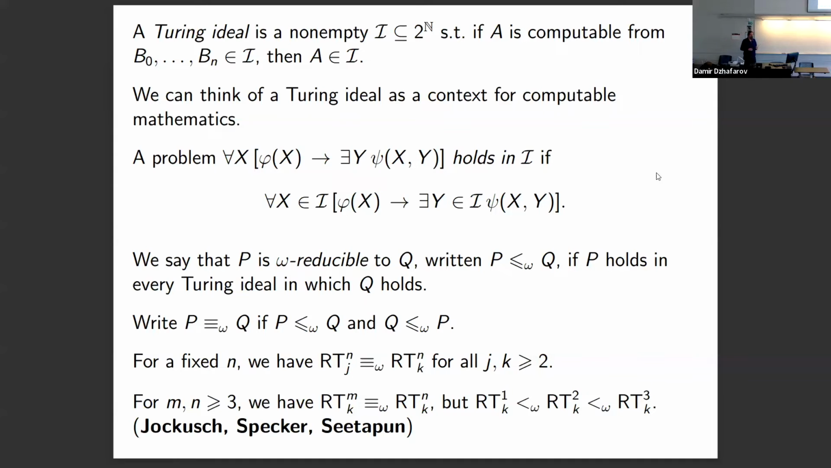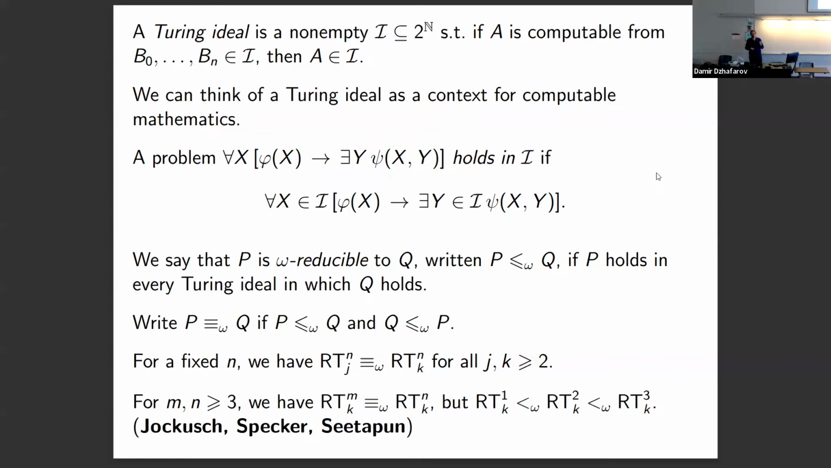And notice that we already had seen that RT2K is computably below RT3K, but this is a much, much stronger result. The fact that it's omega strictly below, right? There's no amount of applications of Ramsey's theorem for pairs that you can use to get Ramsey's theorem for triples. So this allows a very fine and nuanced analysis of these principles.